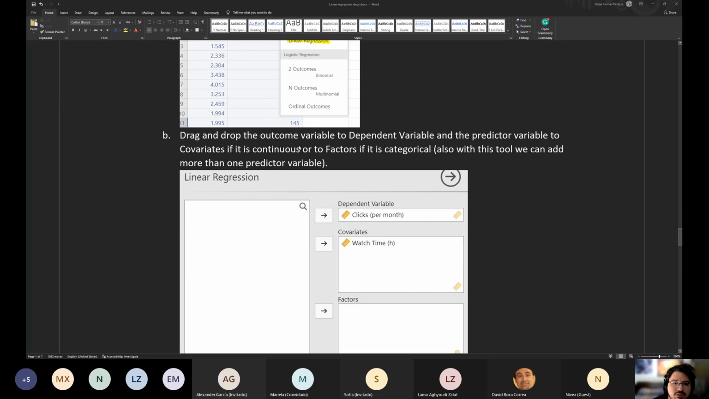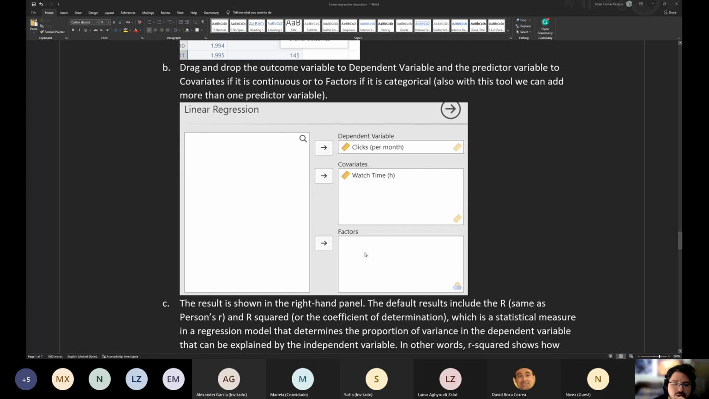We drag and drop the outcome variable to the dependent variable field and the predictor variable to the covariates. Okay, here factors would be qualitative variables. All right, if we had information about the gender, group, age, any type of information that wouldn't be continuous, we could put here in factors. All right, it would have a similar analysis after this.